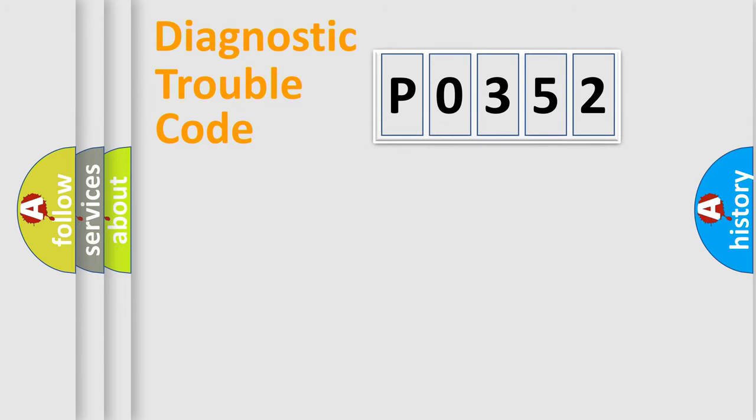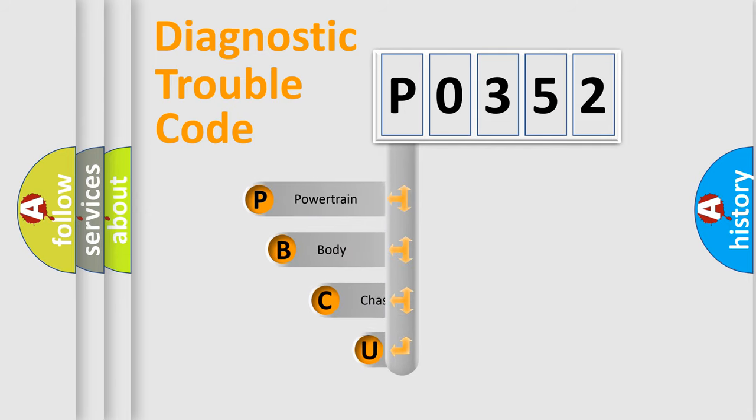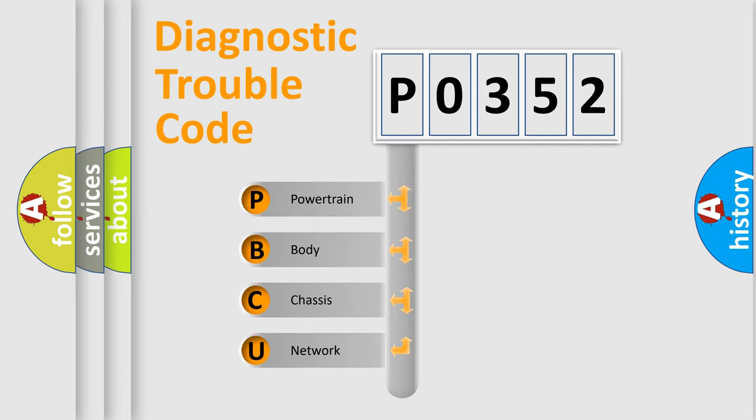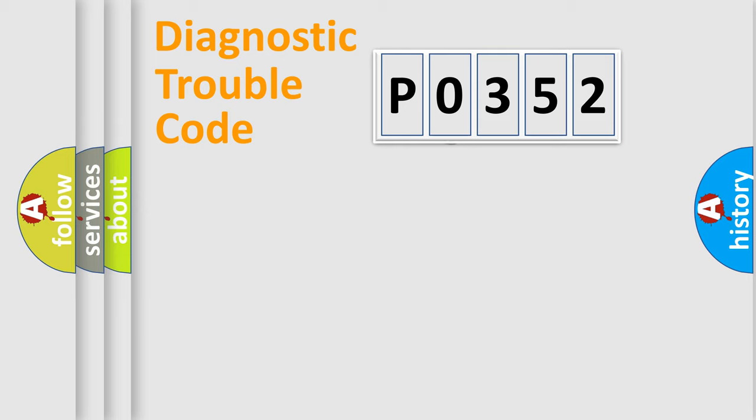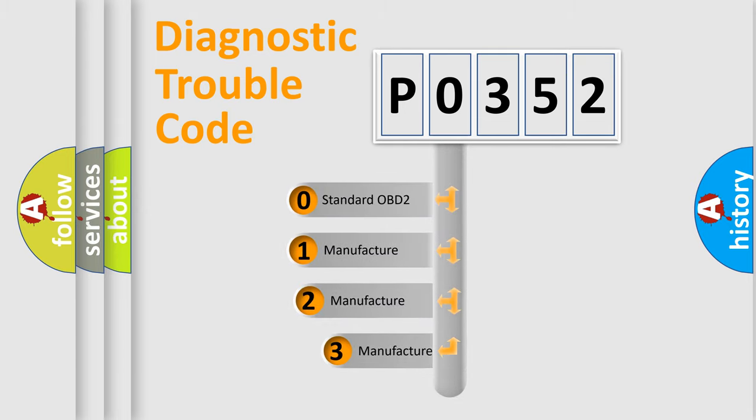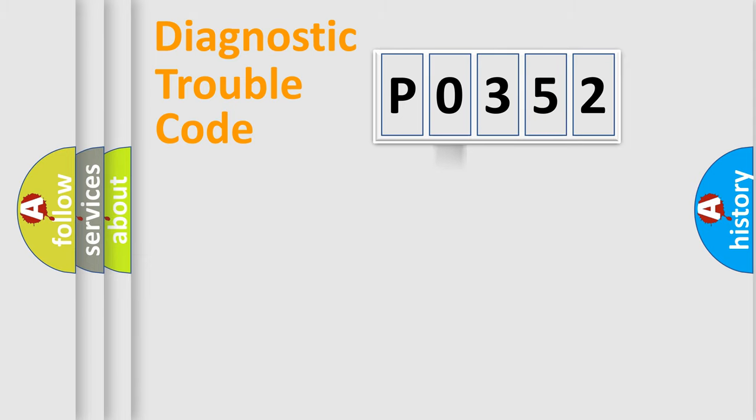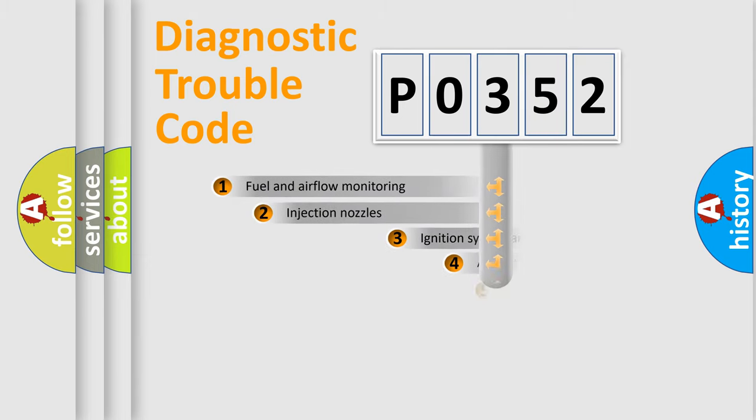Let's do this. First, let's look at the history of diagnostic fault code composition according to the OBD2 protocol, which is unified for all automakers since 2000. We divide the electric system of an automobile into four basic units: powertrain, body, chassis, network. This distribution is defined in the first character of the code. If the second character is zero, it is a standardized error. In the case of the numbers 1, 2, 3, it is a more specific, car-specific error.